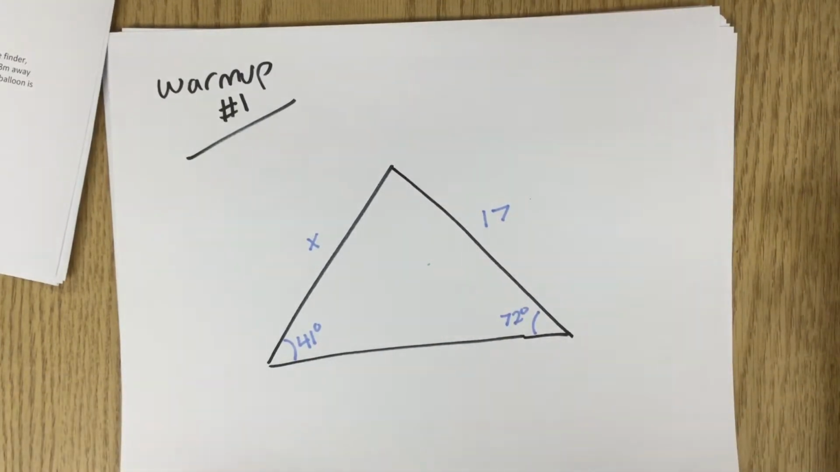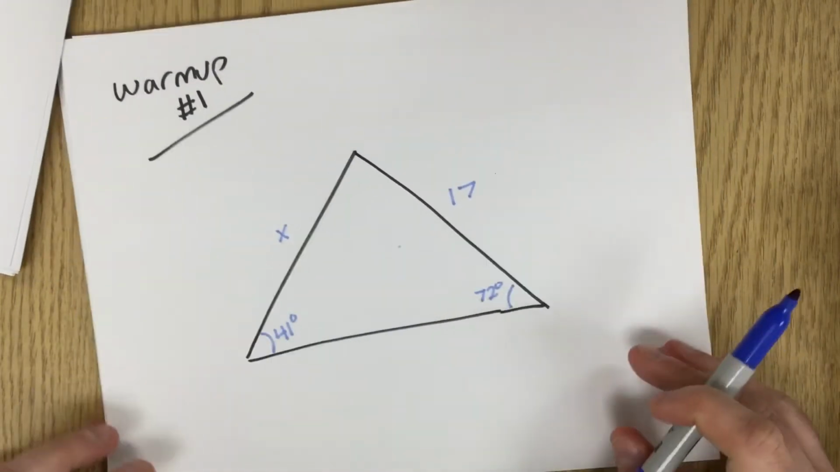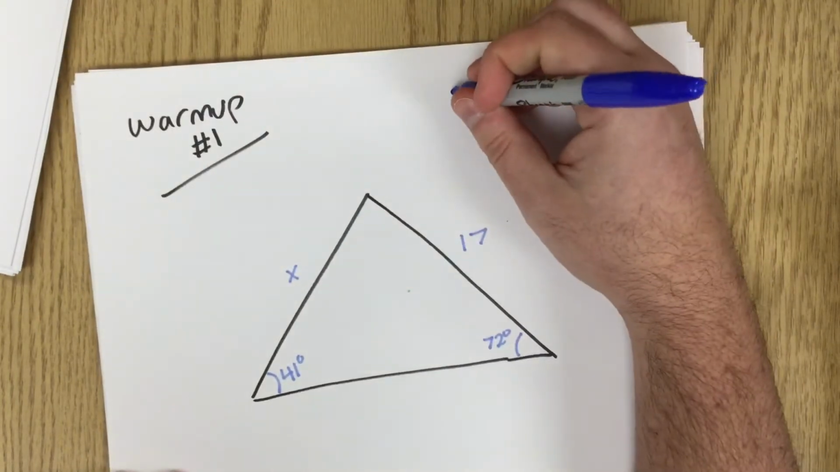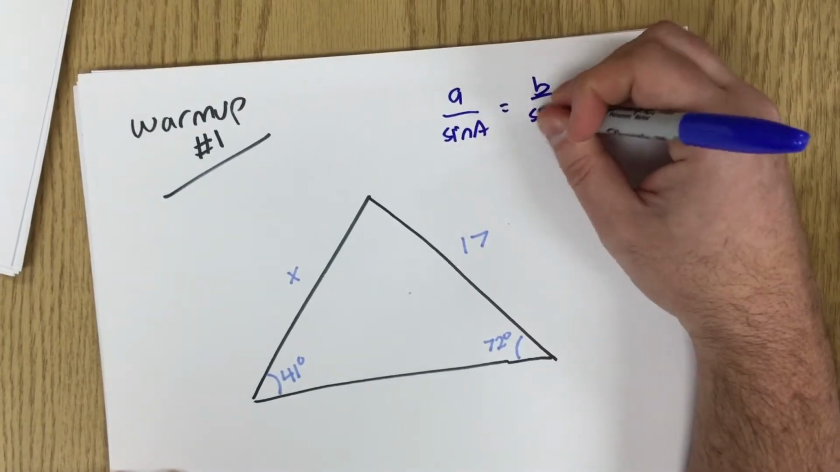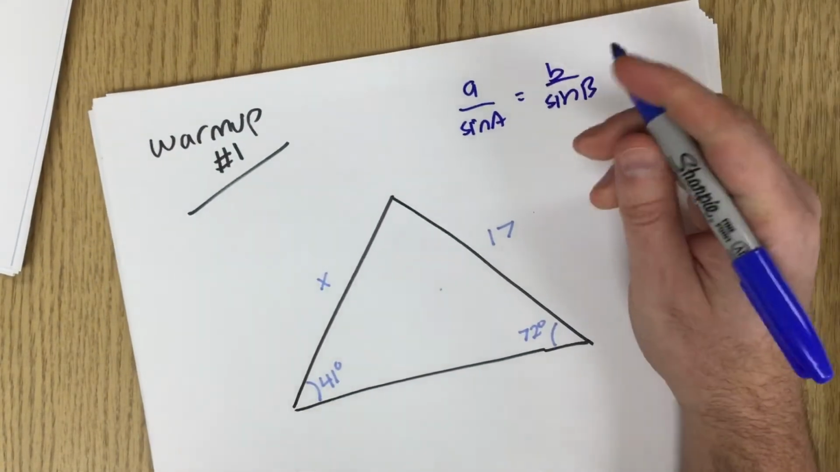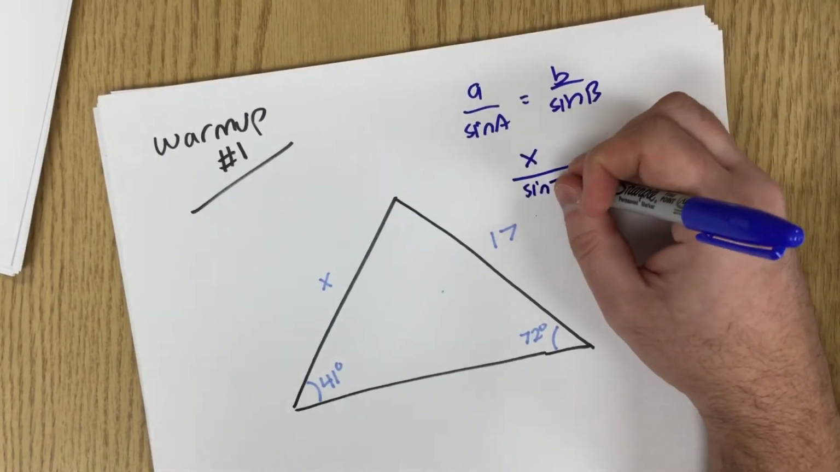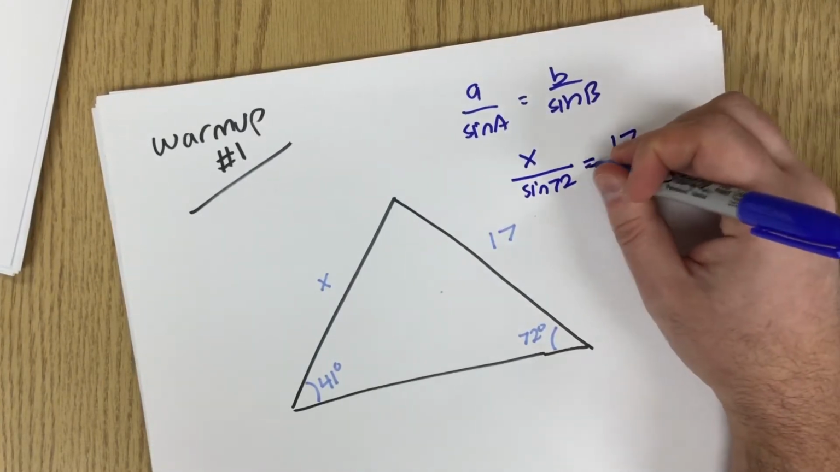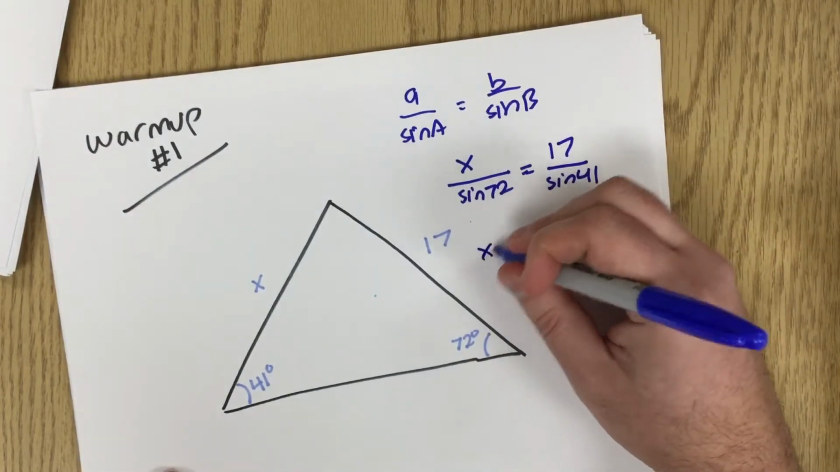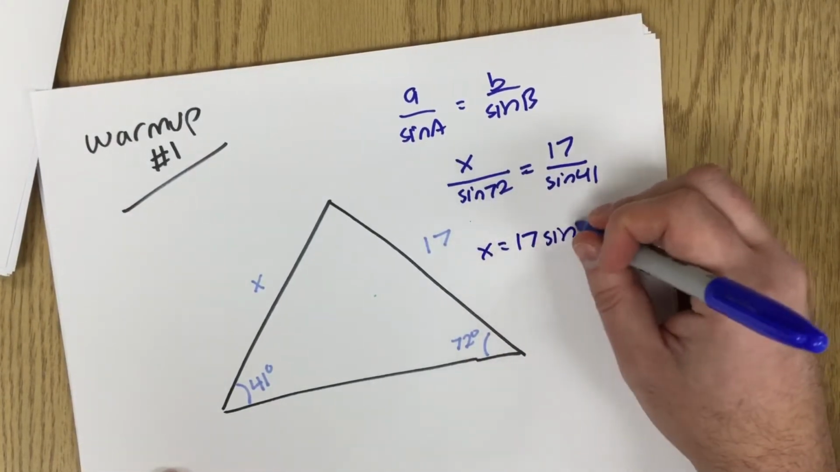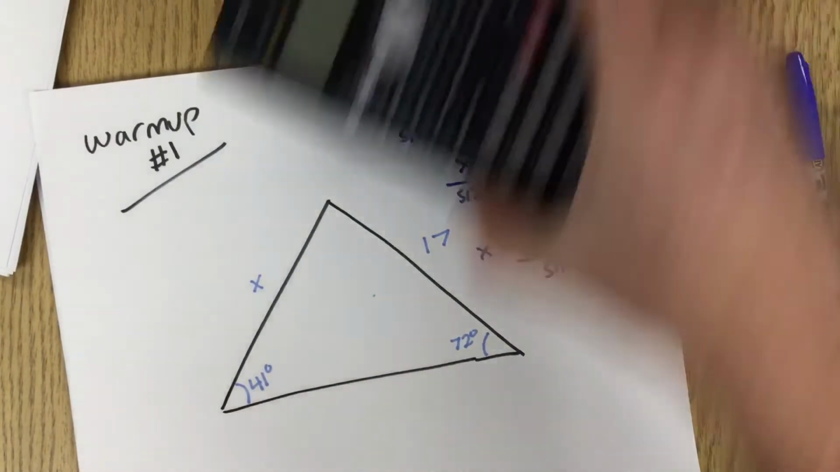So what we have here, we know three things in a triangle. That means that we could solve everything. And the sine law says that A over sine A equals B over sine B, or something to that effect, however you may have learned it. Either way, it's the opposites. So x over sine 72 equals 17 over sine 41. So x equals 17 sine 72, all divided by sine 41.